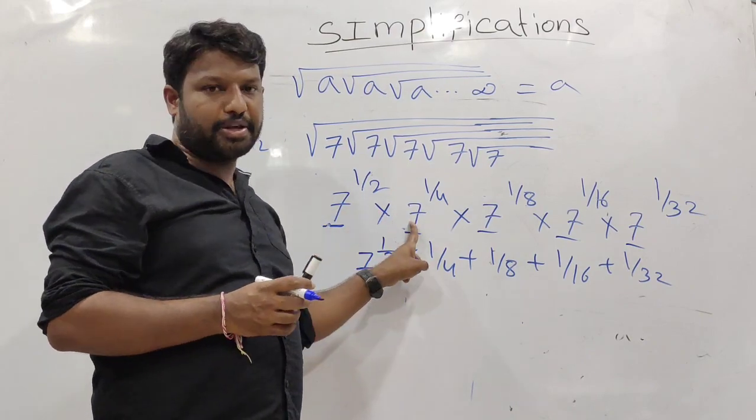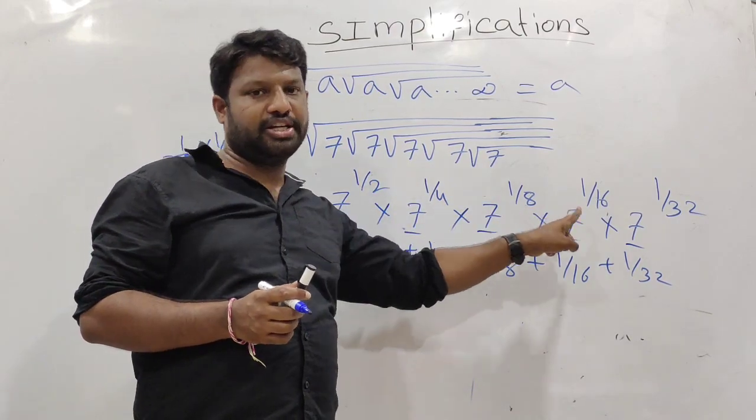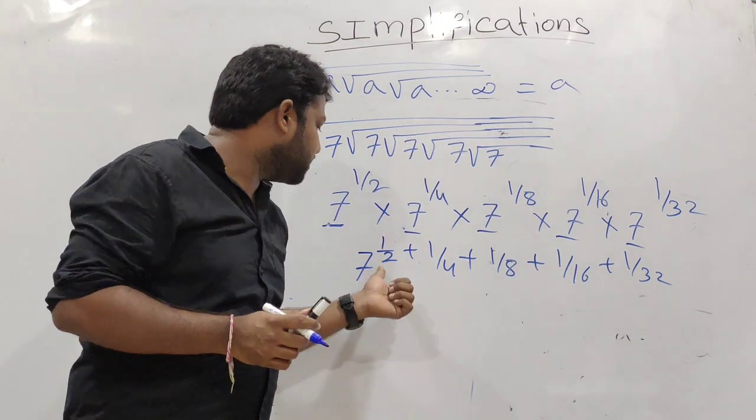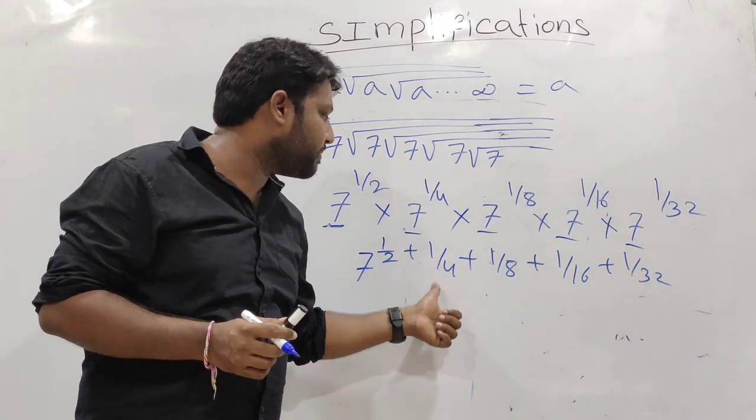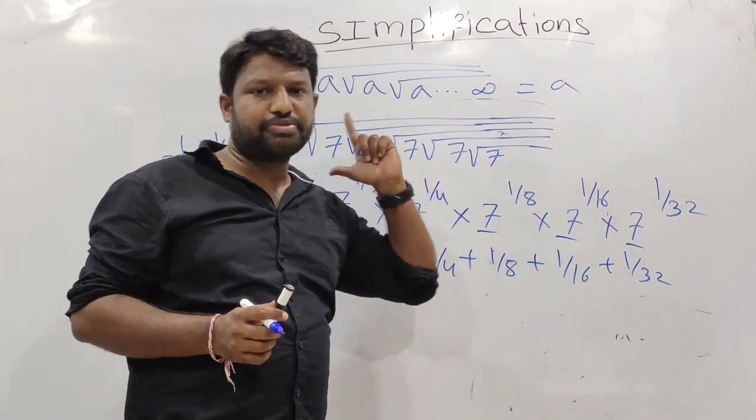If the bases are the same, then when multiplying, the powers directly add. That is the thing you should remember. So it is in the form of 7 power 1 by 2 plus 1 by 4 plus 1 by 8 plus 1 by 16 plus 1 by 32.